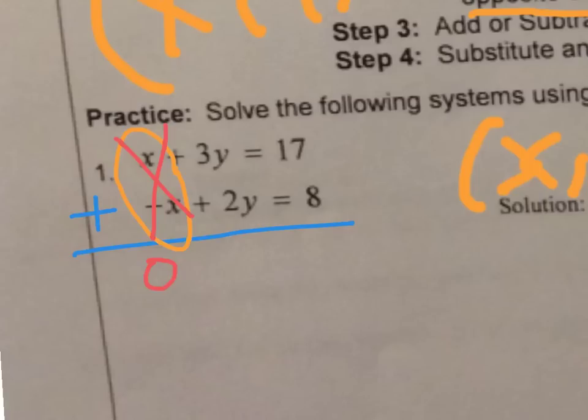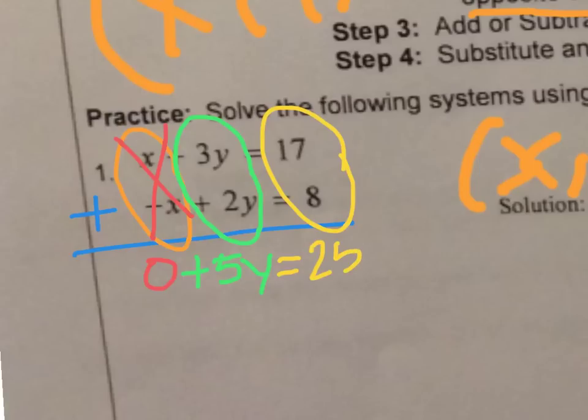Okay, now we need to add the y terms. So 3y plus a positive 2y equals a positive 5y. And then now we need to add the constants. So go ahead and bring down your equal sign. And now add 17 plus a positive 8. And we get that it is equal to 25.